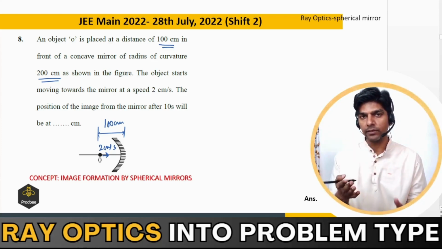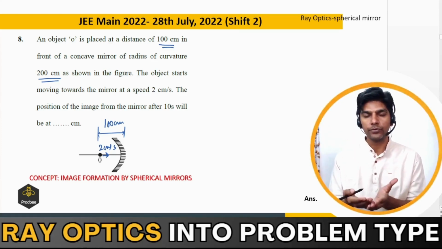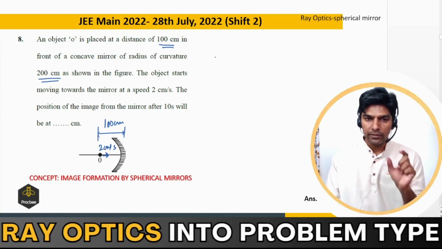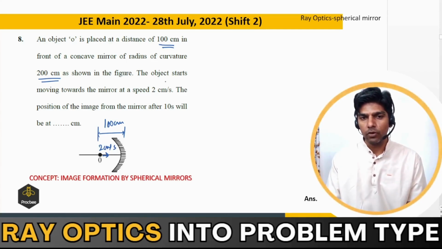So after 10 seconds, if you want to find the position of the image, we should know what is the position of the object. So in 10 seconds, distance covered by the object will be what? So speed is 2 centimeters per second, time is 10. So the distance covered will be 2 times 10. It will be 20 centimeter.